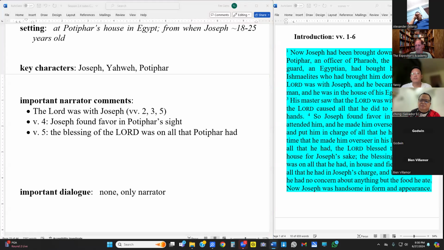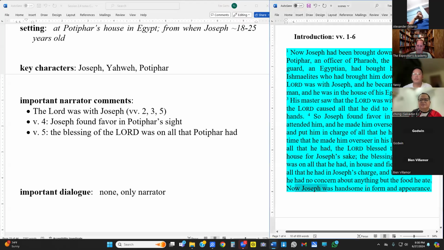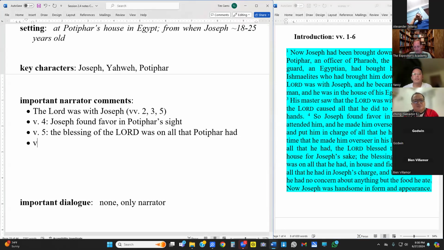And then two, I think, note the author explicitly gives a description of Joseph's appearance in verse 6 there at the end, right? He kind of just throws this in. And we see why in the verses that follow, that Potiphar's wife was attracted to him.